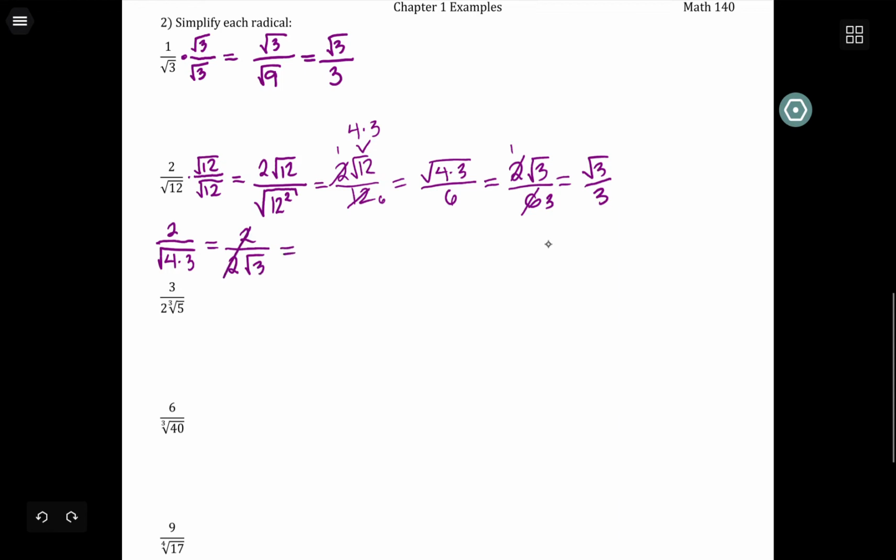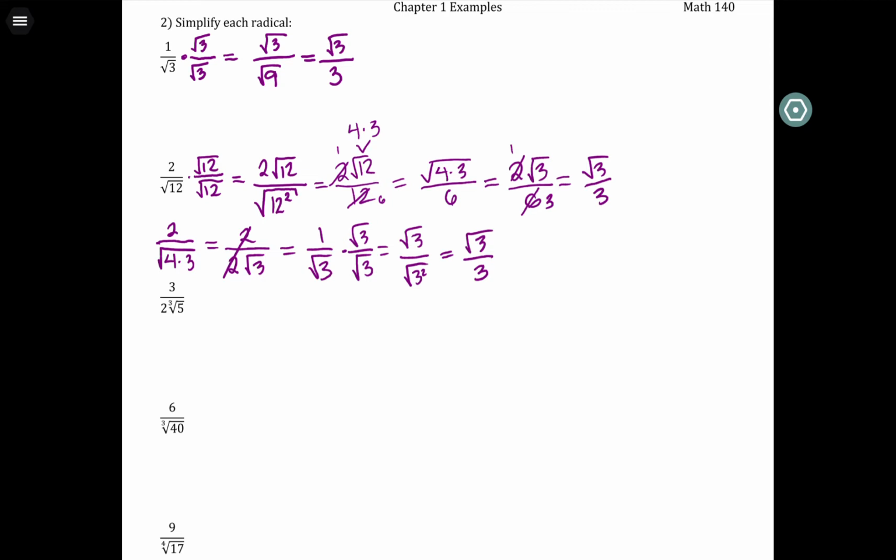And I can cancel and get 1 over root 3. A little bit simpler. And now it just turns into the problem I did last time, which is root 3 over root 3 squared, which is root 3 over 3. Okay, so not a huge difference. Might be a little easier if you simplify first. Okay, so hopefully this makes sense for square roots.